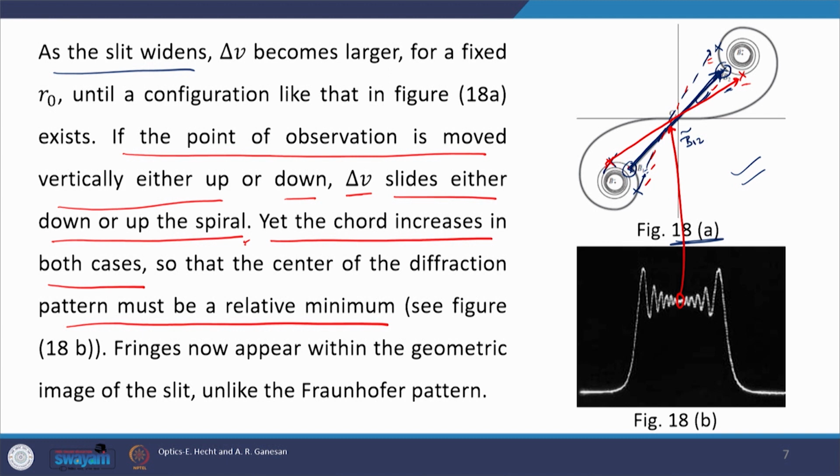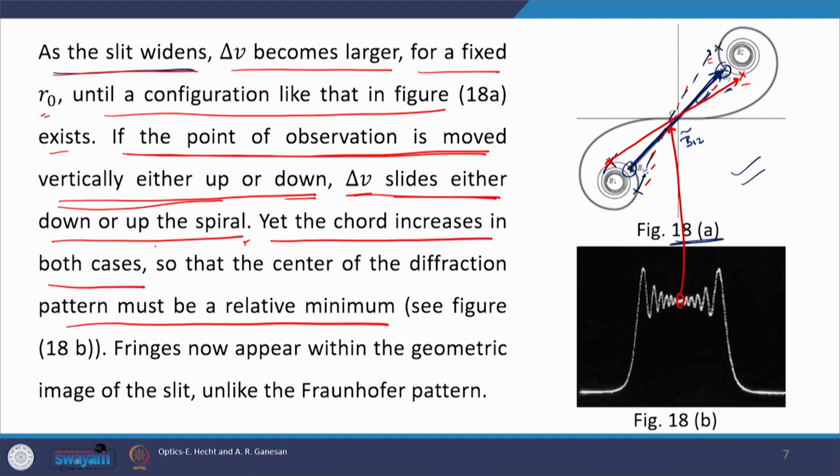Let me reread it. As the slit widens, delta V becomes larger for a fixed R naught until a configuration like that in figure 18a. Now, in this configuration, if the point of observation is moved vertically either up or down, delta V slides either down or up the spiral, yet the chord increases in both cases, so that the center of the diffraction pattern must be a relative minimum, which is shown here.